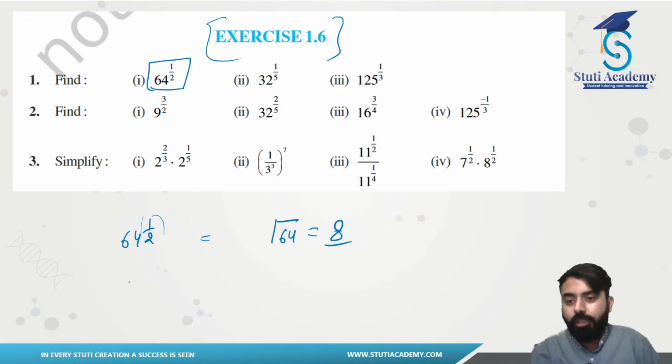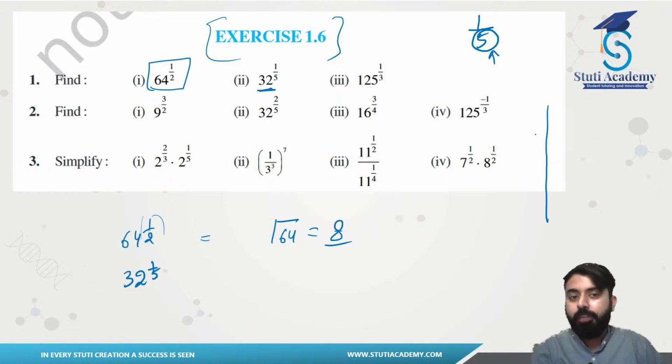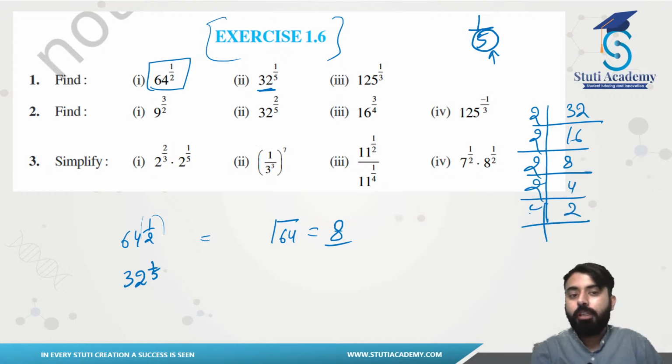Now here you have 32 raised to power 1 by 5. Remember this, while you have the powers in fractions, always remember you have to prime factorize your base. Then you have to put the brackets, or group the prime factors into the number of the denominator here. Let's say I have denominator 5 here. So I will be prime factorizing my 32. This will be what? 2, 16, 2, 8, 2, 4, 2, 2, and 2, 1.